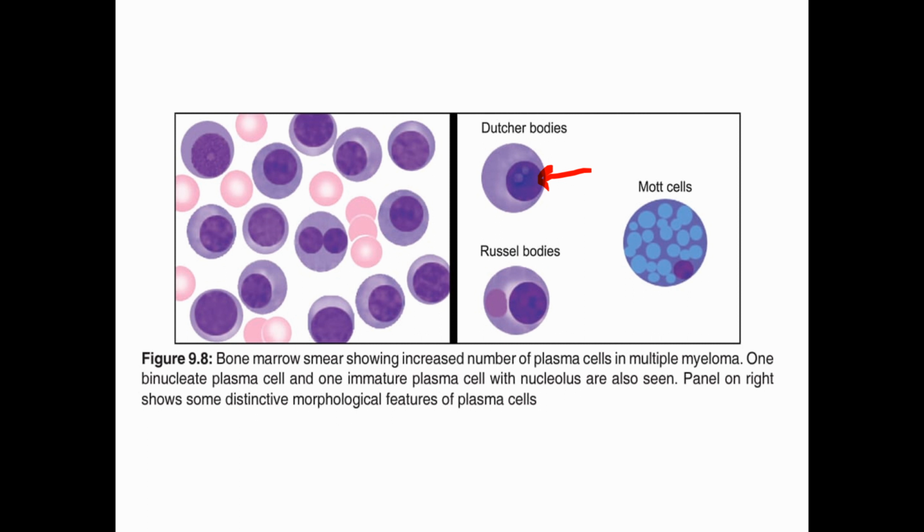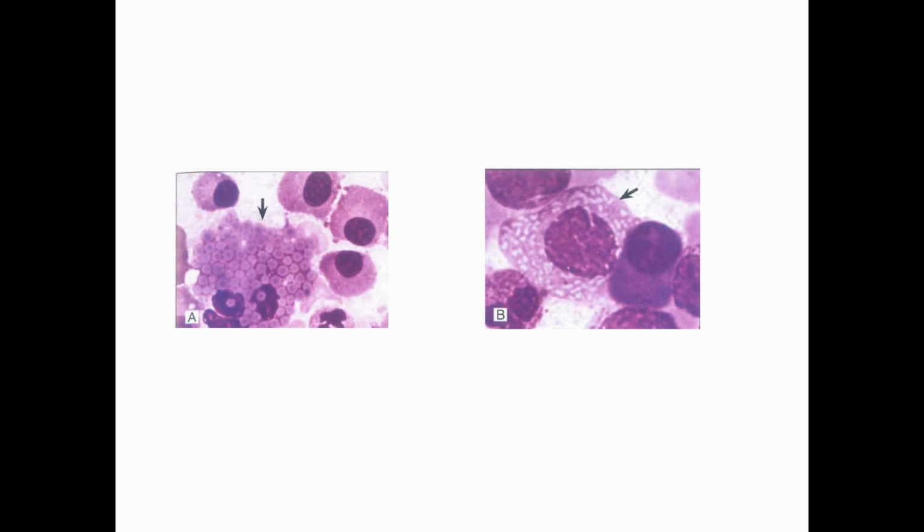Okay, there are some inclusion bodies present like Dutcher body, that is the nuclear inclusion, some tiny white dots in the nucleus. Russell body, some eosinophilic material in the cytoplasm, and third one is the Mott cells, that is the multiple inclusions, grape-like structures in the cytoplasm. So this one is the typical Mott cells in the multiple myeloma. So multiple grape-like small tiny dots in the cytoplasm and the binucleate cells.